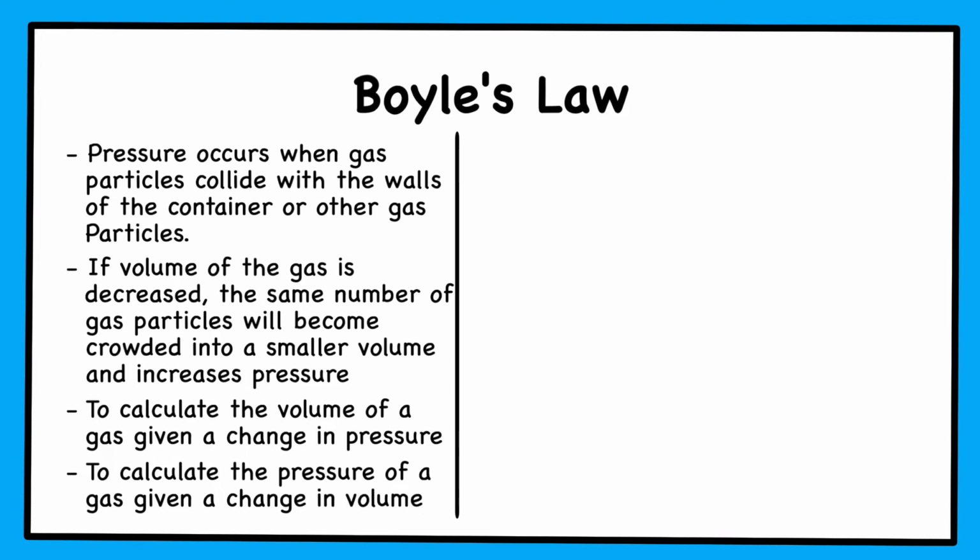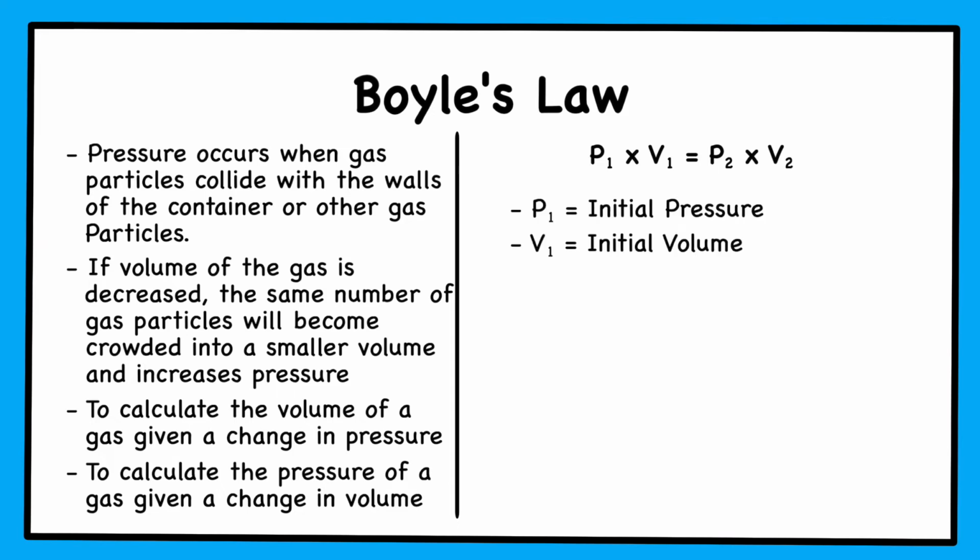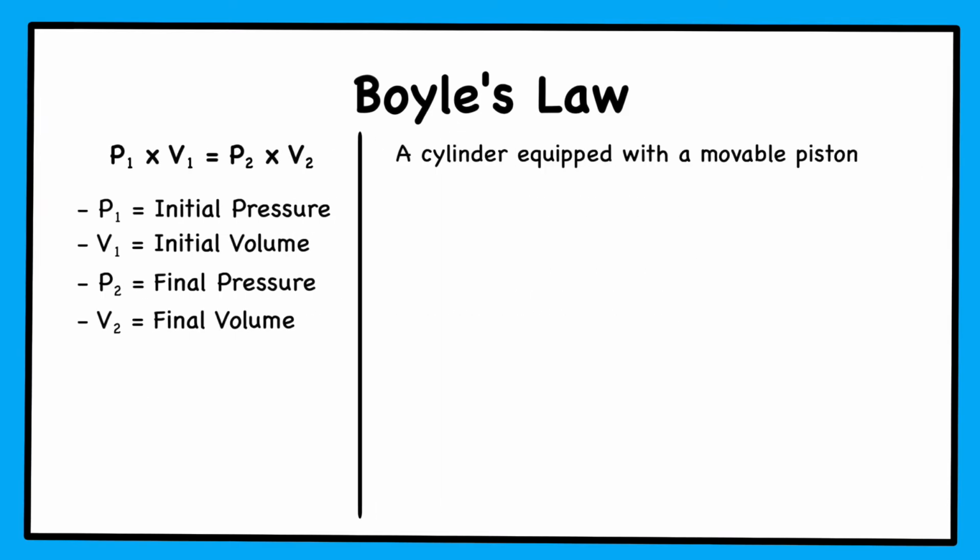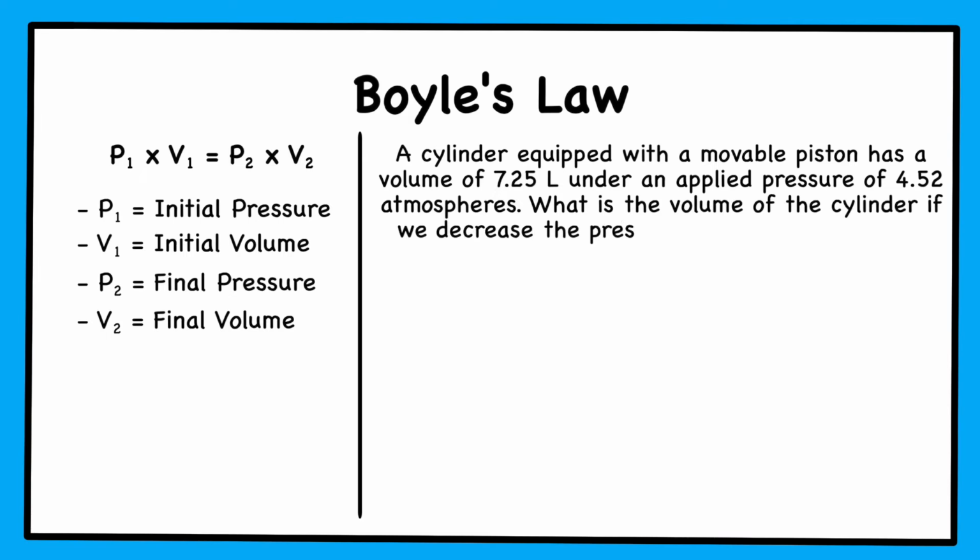We represent this mathematically with the equation P1 times V1 equals P2 times V2, where P1 is our initial pressure, V1 is our initial volume, P2 is our final pressure, and V2 is our final volume. Now that we have that, let's work a practice problem with Boyle's law. A cylinder equipped with a movable piston has a volume of 7.25 liters under an applied pressure of 4.52 atmospheres. What is the volume of the cylinder if we decrease the applied pressure to 1.21 atmospheres?